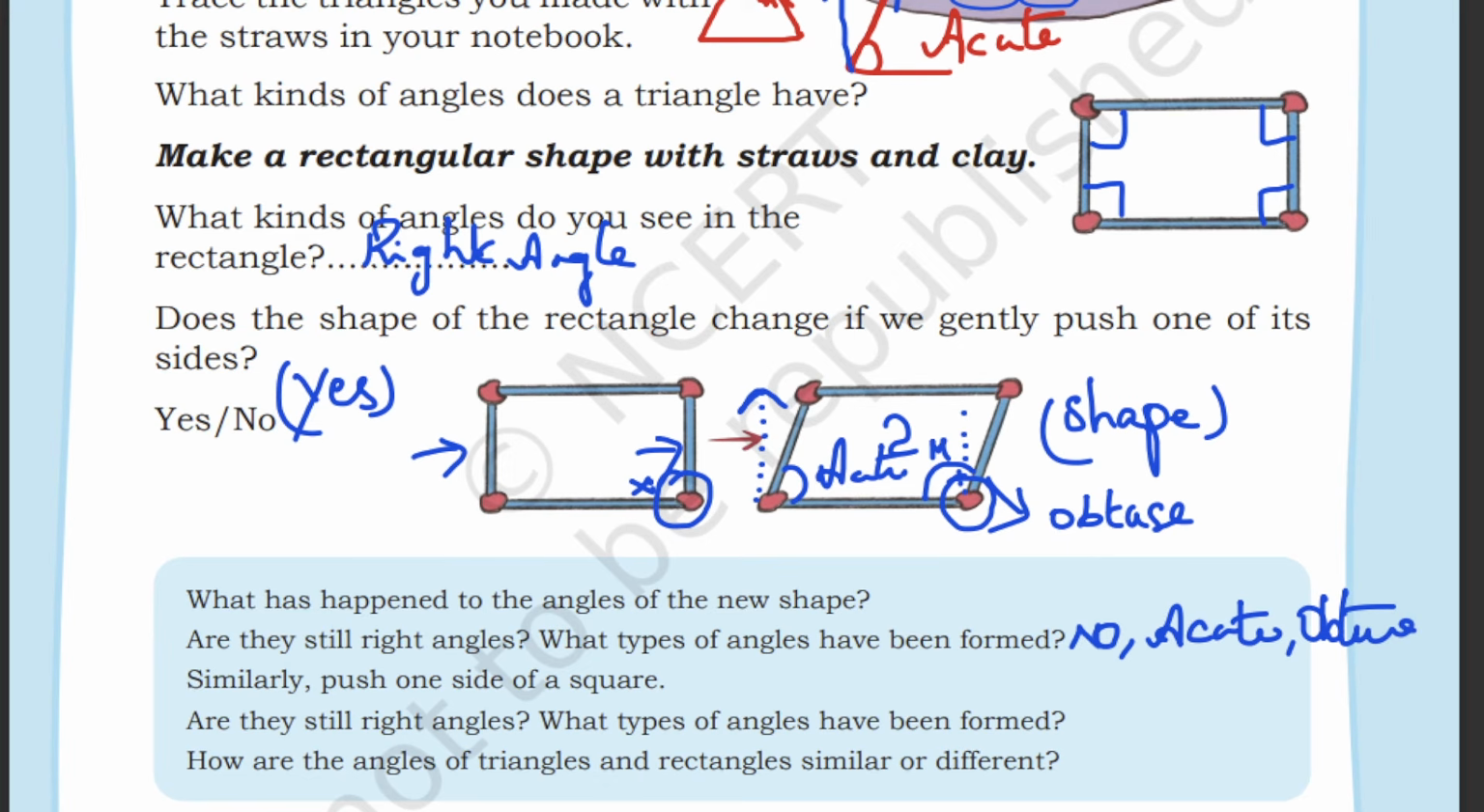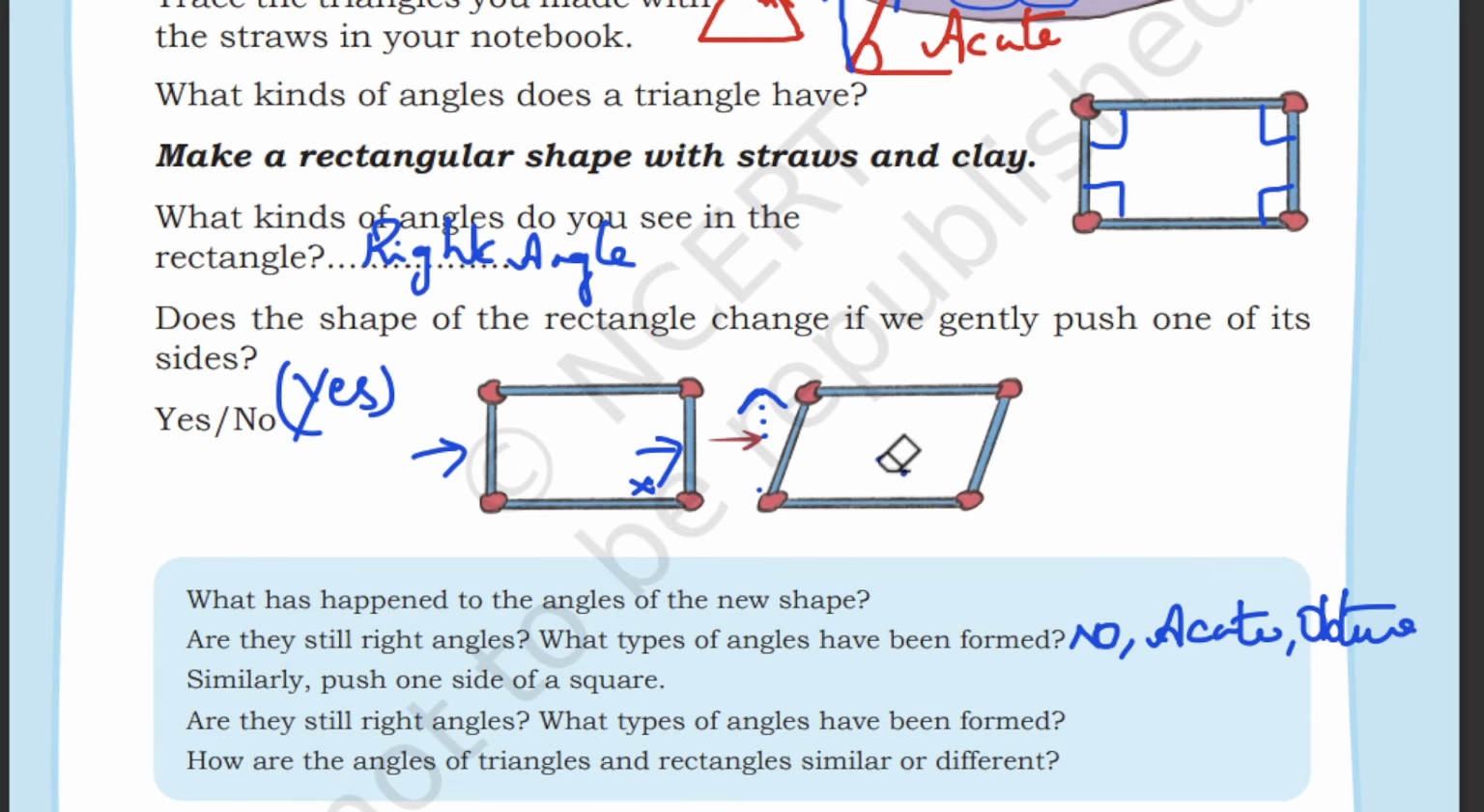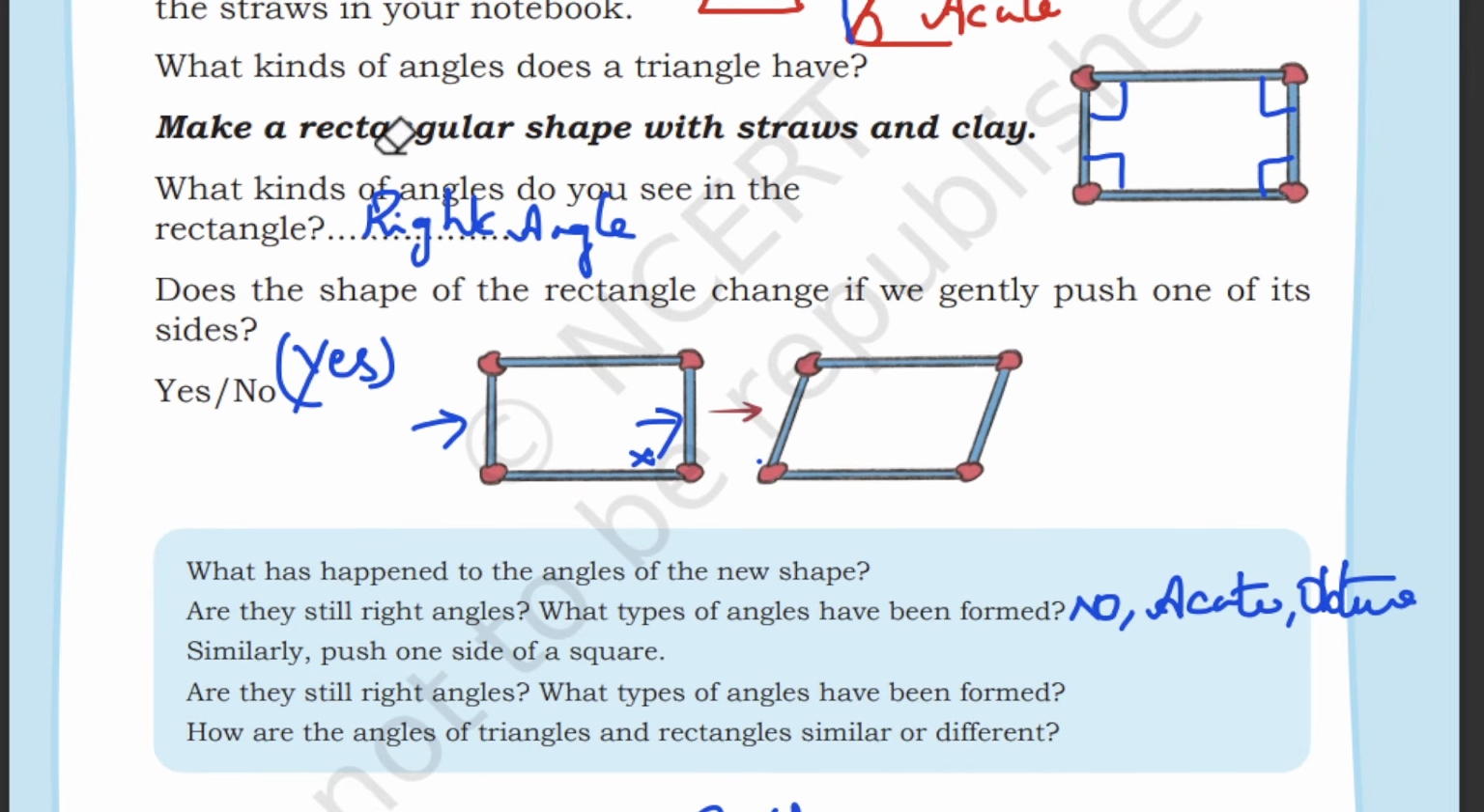Okay, I'll erase and zoom so that you students can identify it easily. This chapter is very important, students. That's why I'm explaining everything in detail.